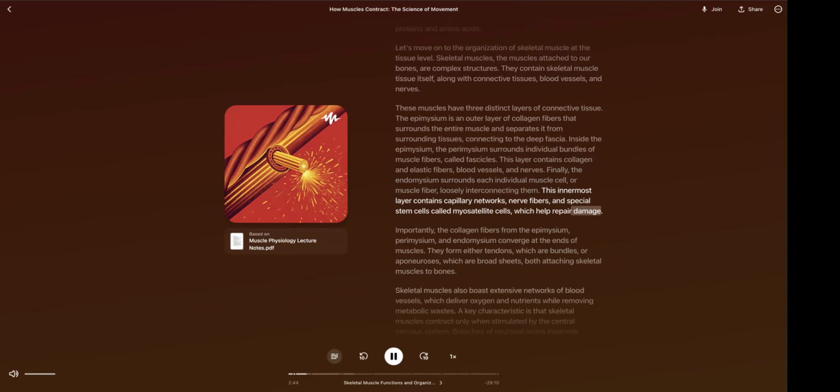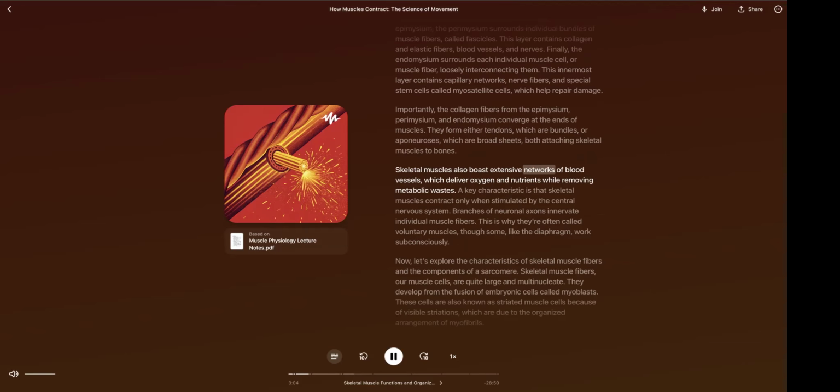Importantly, the collagen fibers from the epimysium, perimysium, and endomysium converge at the ends of muscles. They form either tendons, which are bundles, or aponeuroses, which are broad sheets, both attaching skeletal muscles to bones. Skeletal muscles also boast extensive networks of blood vessels, which deliver oxygen and nutrients while removing metabolic wastes. A key characteristic is that skeletal muscles contract only when stimulated by the central nervous system. Branches of neuronal axons innervate individual muscle fibers. This is why they're often called voluntary muscles, though some, like the diaphragm, work subconsciously.